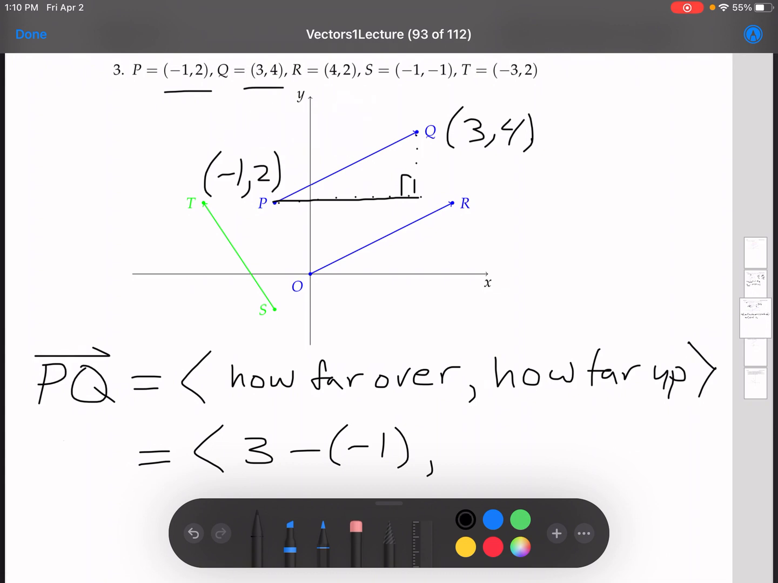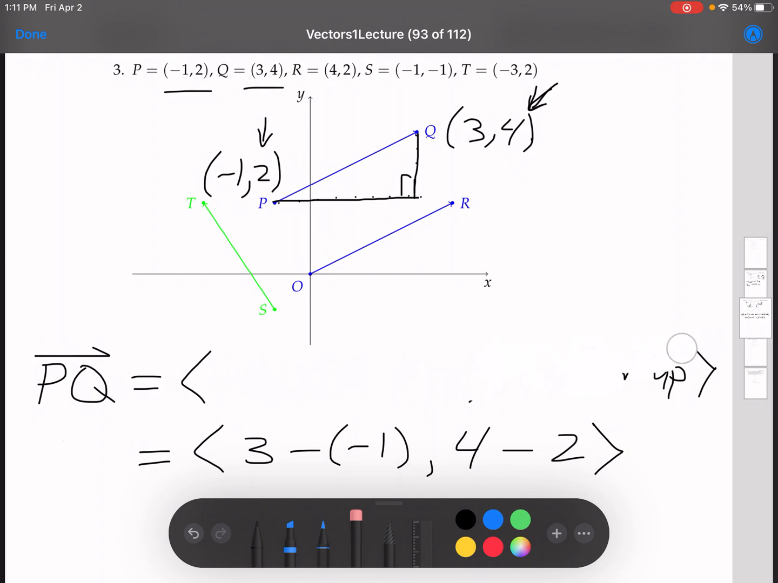To compute how far up, we want to say how far do we have to go up from y equals 2 to y equals 4. And that's that distance there. And so you're saying, okay, to get from 2 to 4, that's 2. Absolutely right. Again, in general, the way to do this is to start with the y-coordinate of the terminal point, which is 4, and subtract the y-coordinate of the initial point, which is 2.